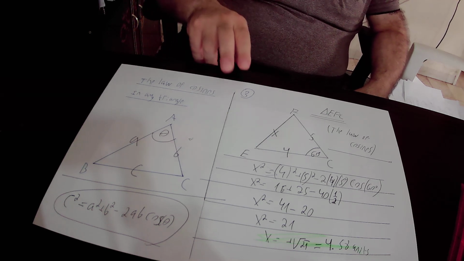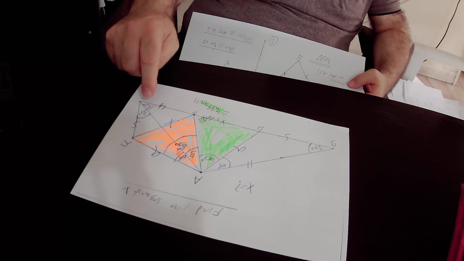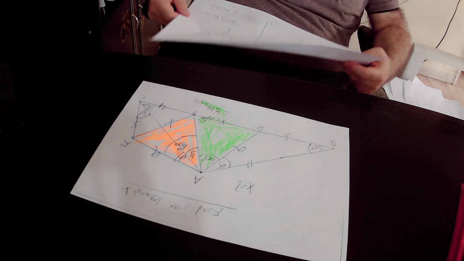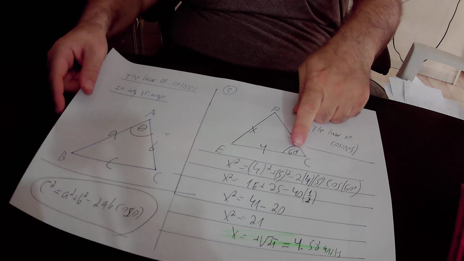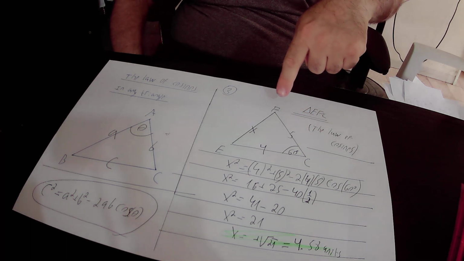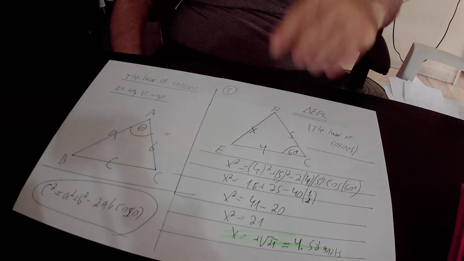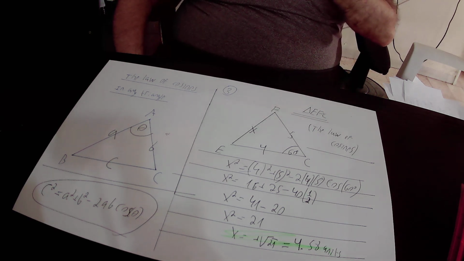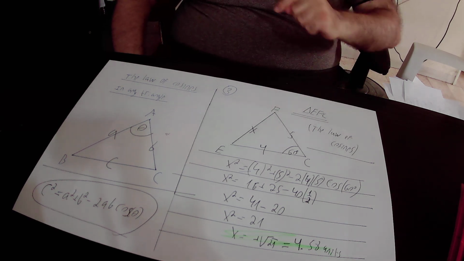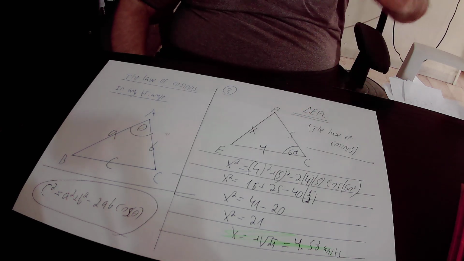EFC. In triangle EFC, this angle ECF equals 30 degrees plus 30 degrees, that is 60 degrees. So this angle equals 60 degrees, side FC equals 5 units, side EF equals x, and side EC equals 4 units.